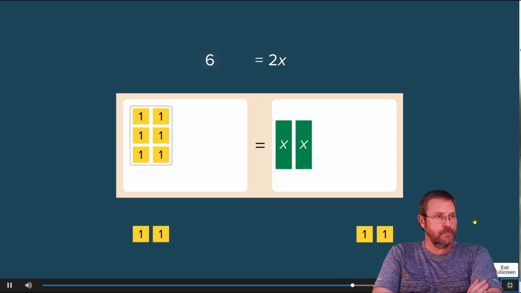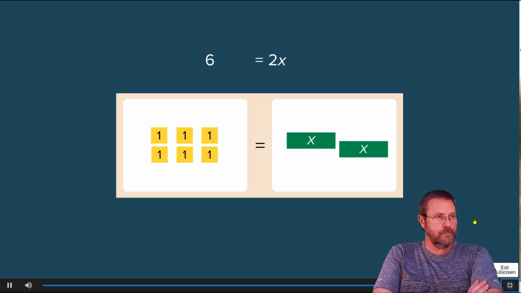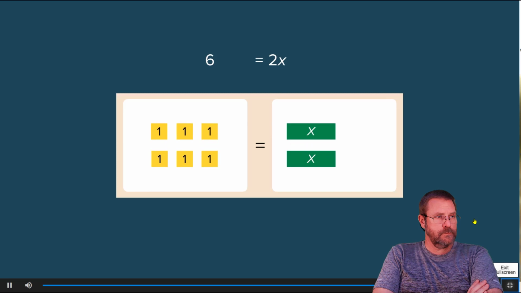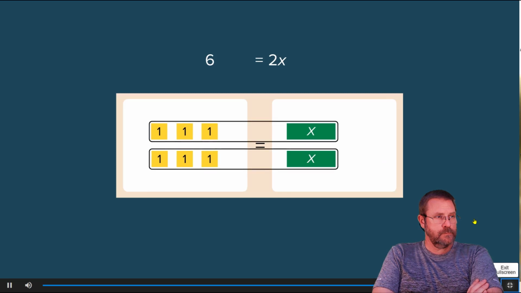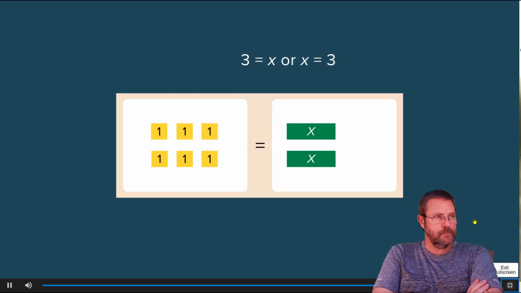That leaves 6 1 tiles on the left side of the mat and 2 x tiles on the right side of the mat. Since there are 2 x tiles remaining, separate the tiles into 2 equal groups. There are 3 1 tiles in each group, so x equals 3.